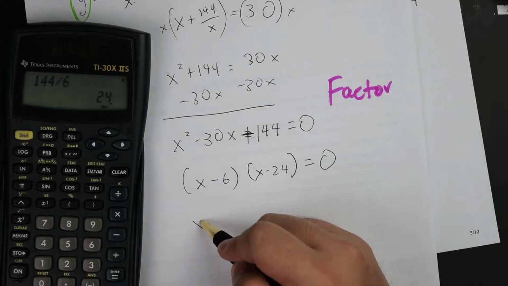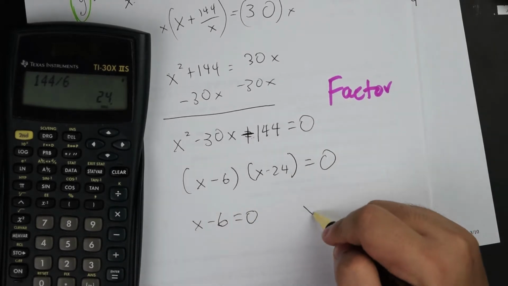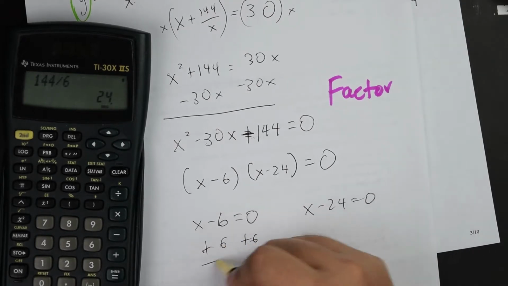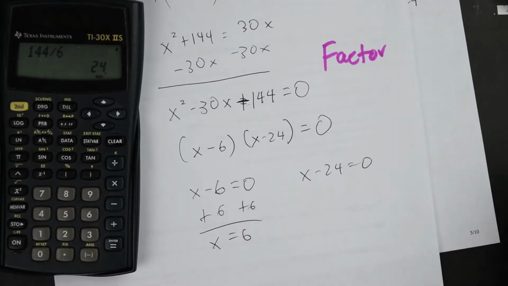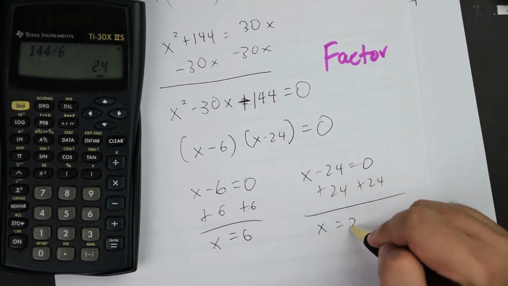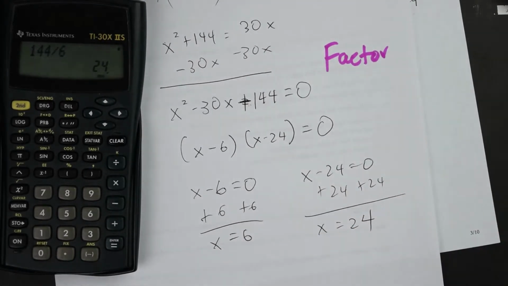And then in the end, I got x minus 6 equals 0 and x minus 24 equals 0. I got plus 6, so x equals 6, and I'm going to move it up, plus 24, and I got x equals 24. And so these are the two potential values for x.